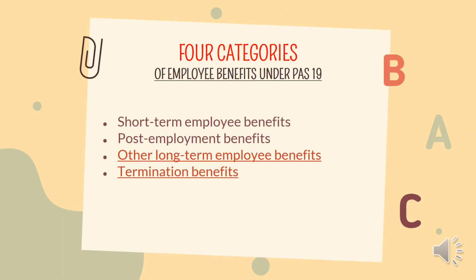There are 4 categories of employee benefits under PAS 19. Short-term, post-employment, other long-term employee benefits, and termination benefits. Yung short-term and post-employment benefits are the first two categories that we are going to talk about. On the other hand, yung long-term and termination are included in the part 2.